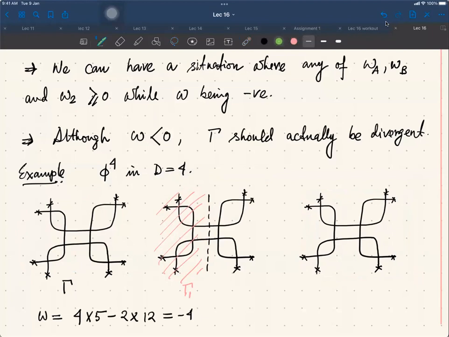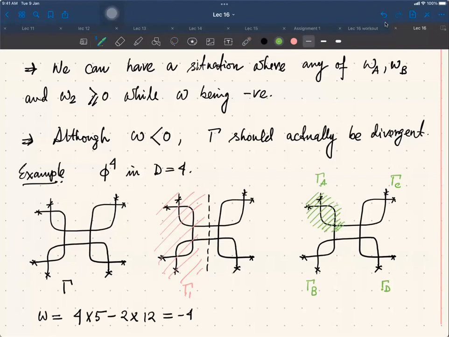So this is a further subgraph of gamma 1, that you may call gamma A. Similarly, there are 4 corners. You have gamma B, then gamma C, and gamma D.